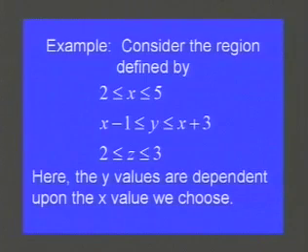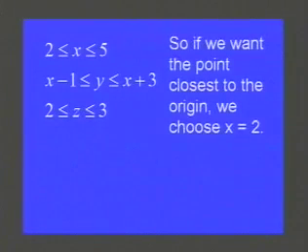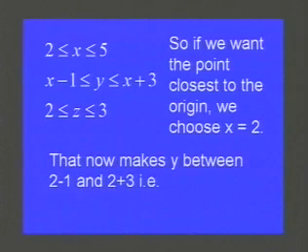Okay, let me show you what I'm talking about. If we want the point closest to the origin, now x is between 2 and 5. I want to choose whatever's closest to 0. 2 is closest to 0. So I'm choosing a 2. I now want to plug that 2 in for x to determine the y. So I'd get 2 minus 1 and 2 plus 3. So y is between 1 and 5.